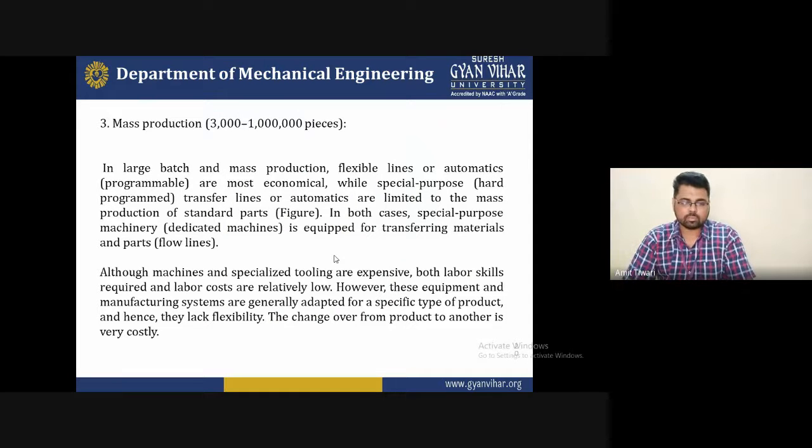And the third is mass production, that is, large production or mass production. Flexible lines are automation programmable and most economical, while special purpose or transfer line automation are limited to the mass production of standard parts.